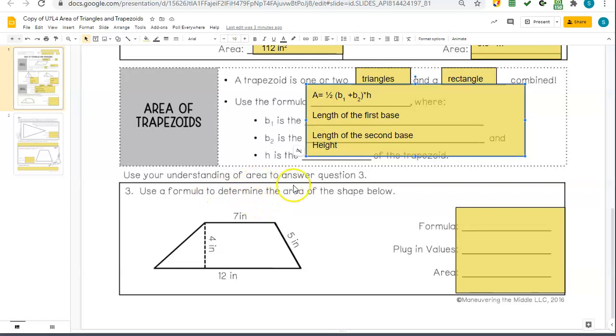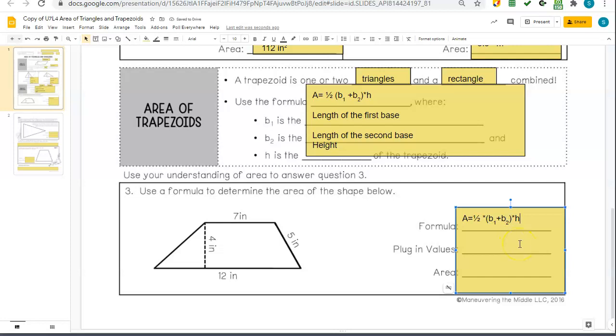Alright, now use the formula to determine the area of the shape below. So first thing we need to ask ourselves, what is the formula for the area of a trapezoid? And we have it right up there. So we have our area equals 1/2 times B1, plus B2, times H.